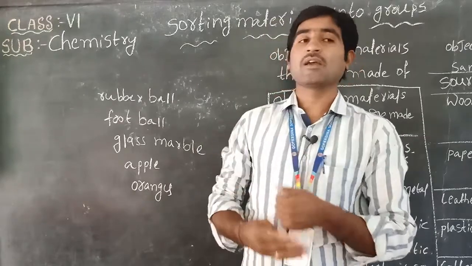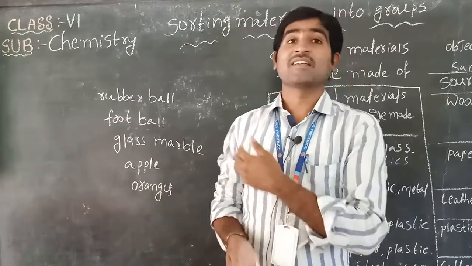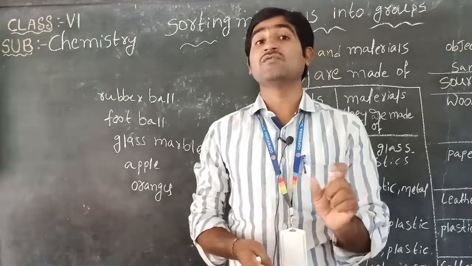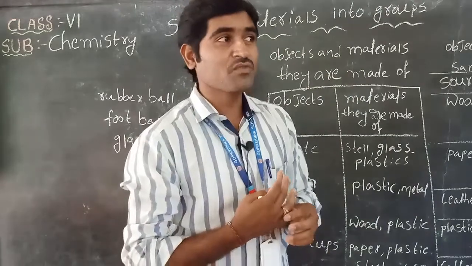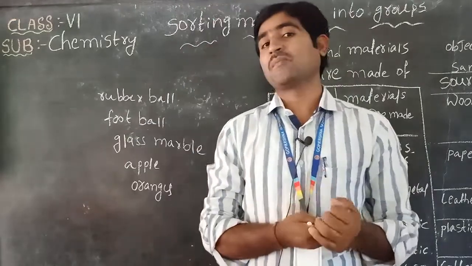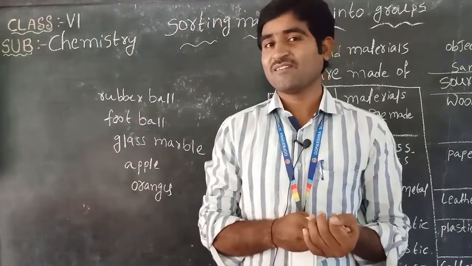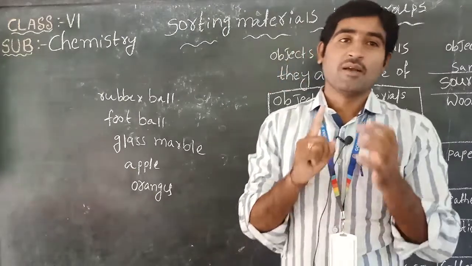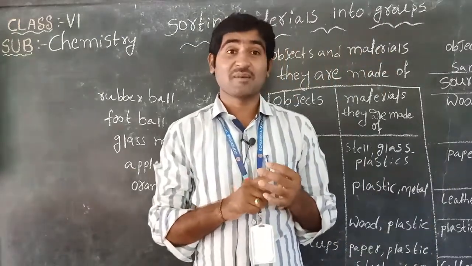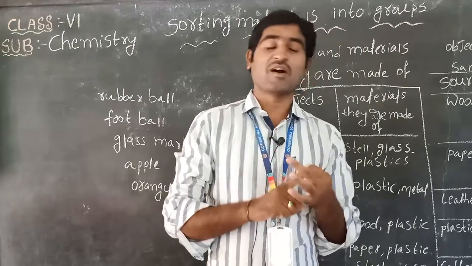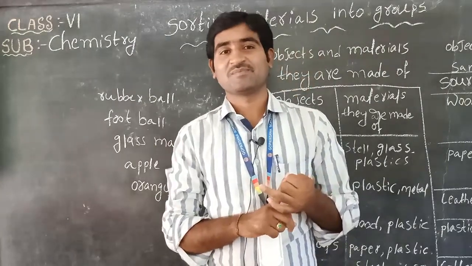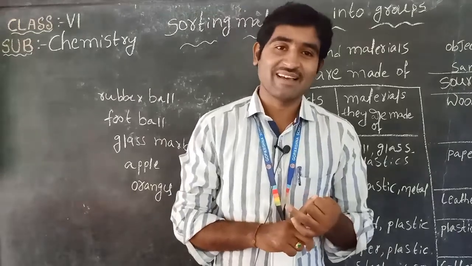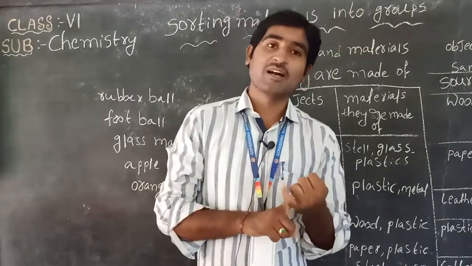But here in the lesson we are discussing making a list of materials which are made of plastics. Tell me some examples of things which are made up of plastics. Will you tell? Yes. Bottles. Bottles are made up of plastics. Lunch boxes. Polythene covers. Plastic cups, tea cups.